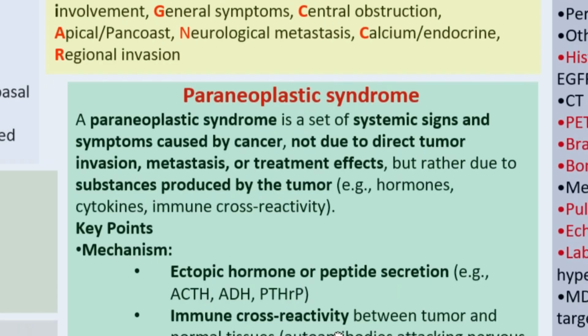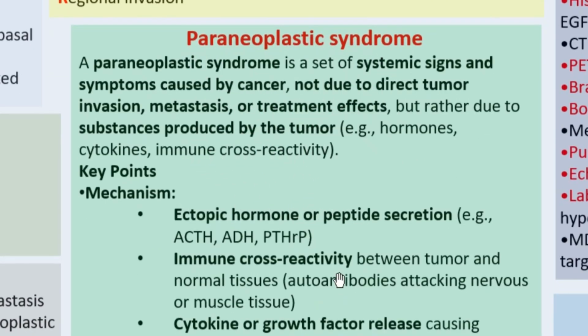Then when we look at the paraneoplastic syndrome, so paraneoplastic syndrome is a set of systemic signs and symptoms caused by cancer, but they are not due to the direct invasion, metastasis, or treatment effects. So the tumor is there, it's in the lungs, but we're having manifestations that are not in any way related to anything that the tumor is doing, not due to the pressure or the invasion of the tumor, not due to the metastasis of the tumor, and not due to the treatment, but rather due to substances that are produced by the tumor. E.g., we have hormones, cytokines, and immune reactivity.